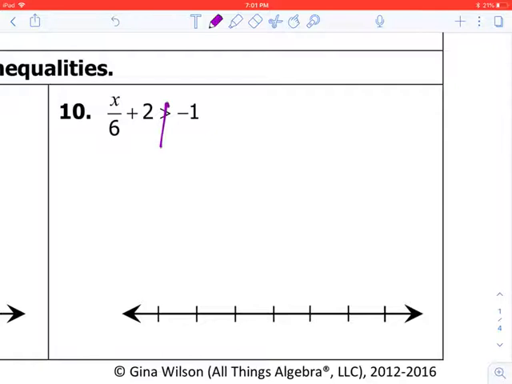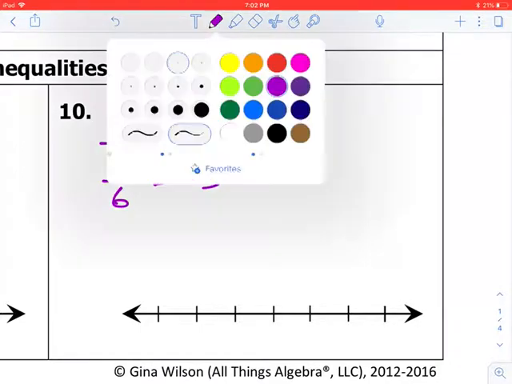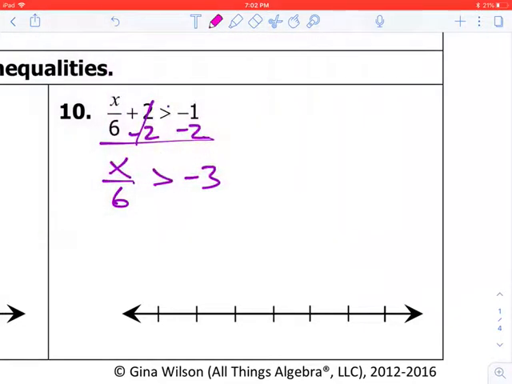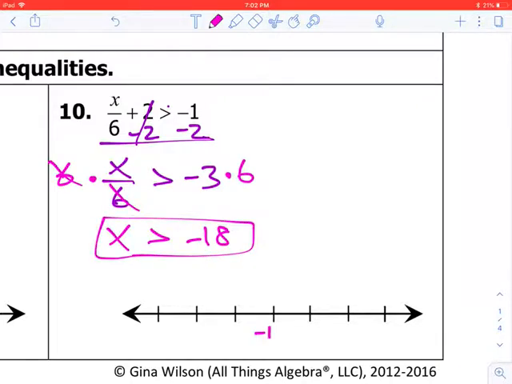So same thing, I need to get rid of the 2, so subtract 2 from both sides. I get x over 6 greater than negative 3. Well, here I have divided by 6, so to get rid of division, I multiply by 6. Again, I didn't multiply by a negative, so nothing changes. Greater than negative 18. So let's say negative 18 is here, then I have negative 17 here, negative 16, negative 19, negative 20. That's an open circle since there's no underline.